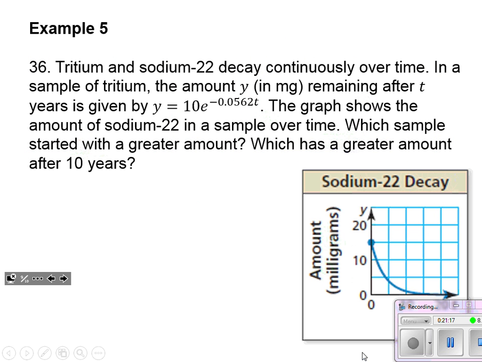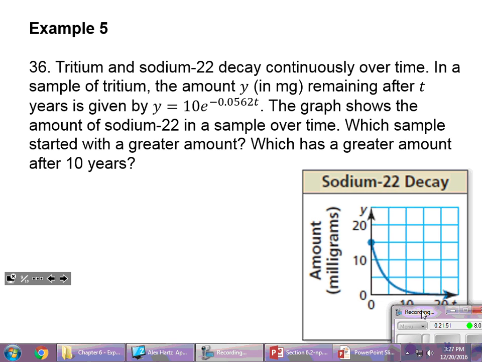Our final problem. Tritium and sodium-22 decay continuously over time. That's a key word, continuously. That's how we know we're going to use e. In a sample of tritium, the amount y in milligrams remaining after t years is given by y equals 10 times e to the negative 0.0562t. The graph shows the amount of sodium-22 in a sample over time. Which sample started with a greater amount? And which one has a greater amount after 10 years? So we are going to have to do some comparison work between the function for tritium and the graph for sodium-22.